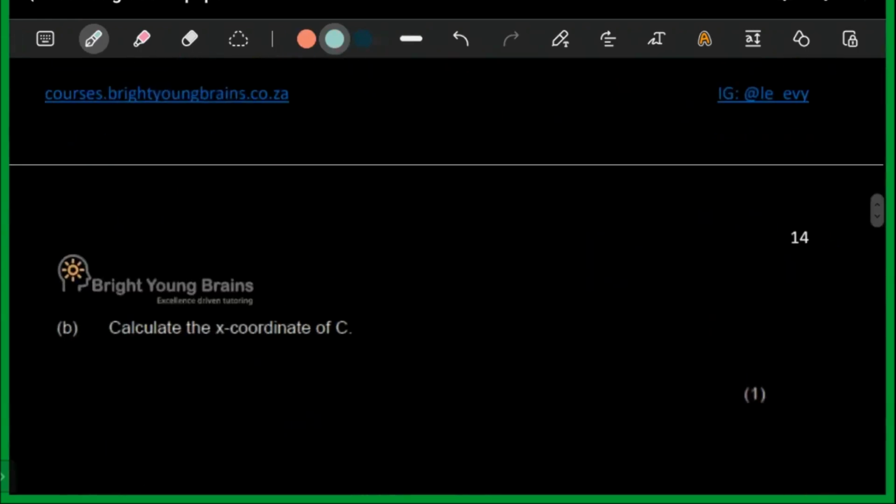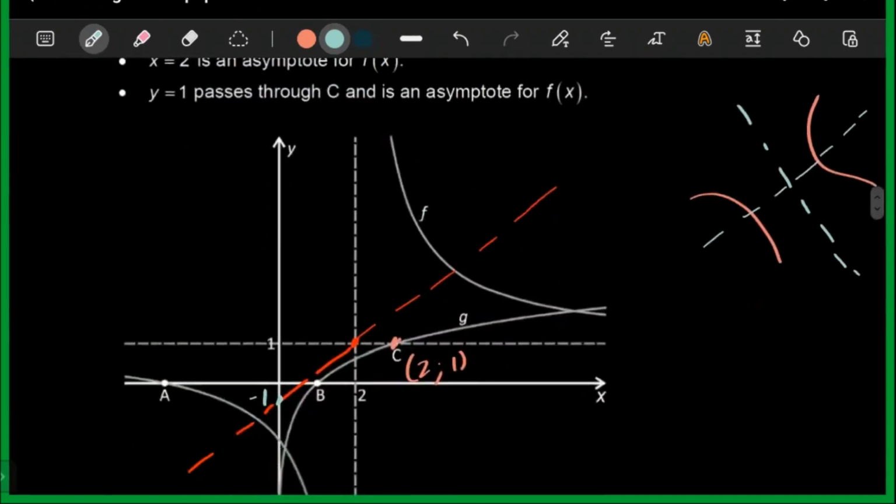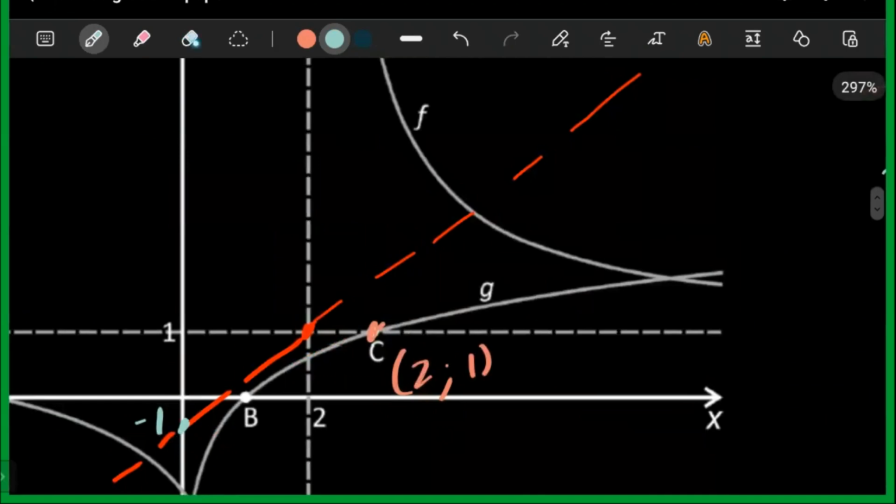Moving on, calculate the coordinates of c. The coordinates of c, you see it's just marks given away. Oh, no, no, no. That's not 2 and 1. This is 2 and 1.